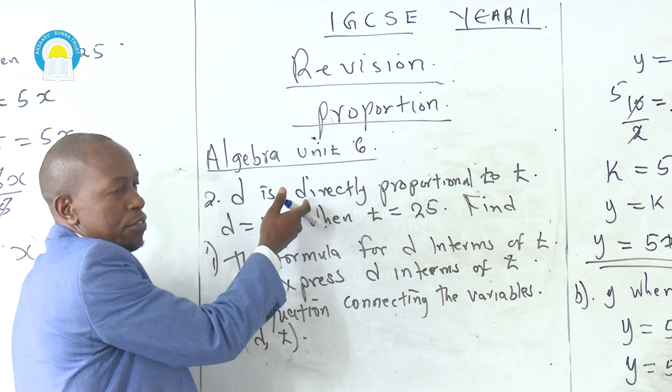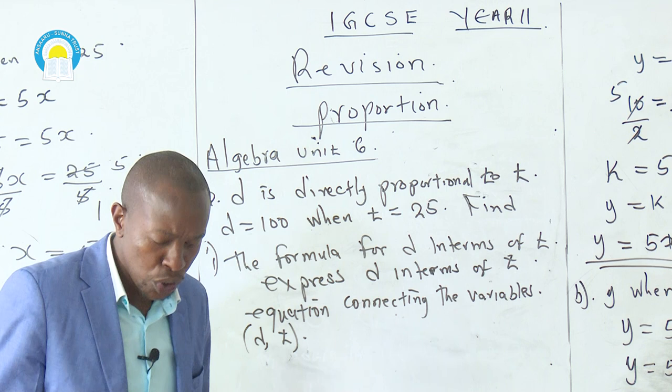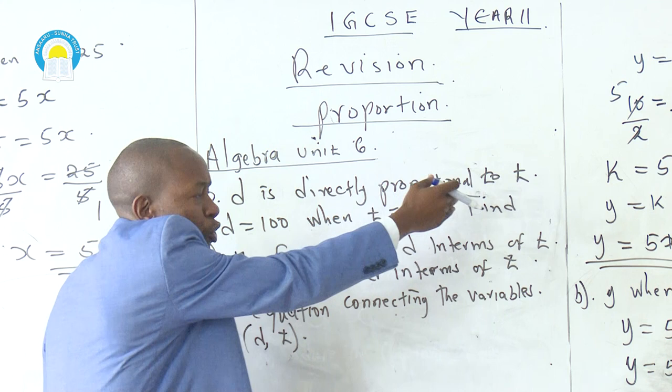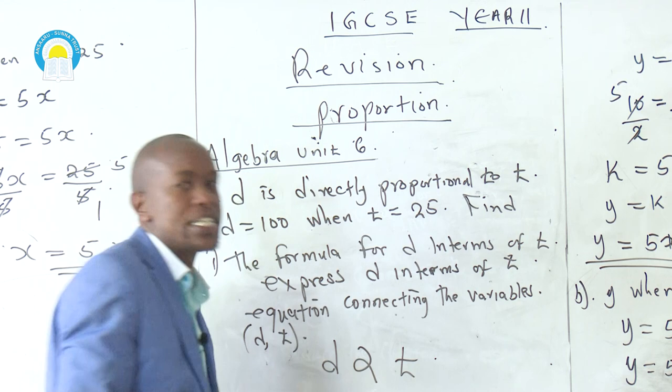Now, let's go back to the question. D is directly proportional to T. We can as well say that D varies directly proportional to T. Now we say D varies directly proportional to T. This is a direct proportion, which is a linear equation.